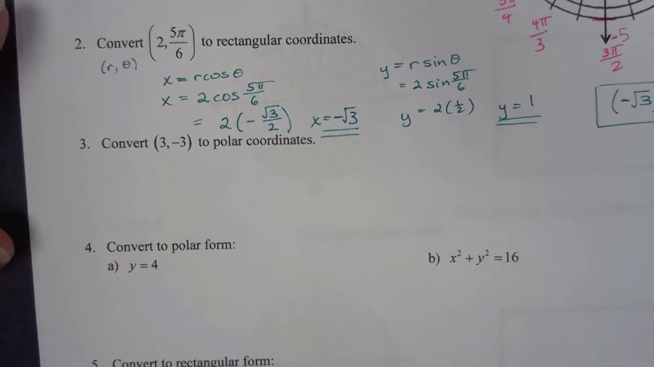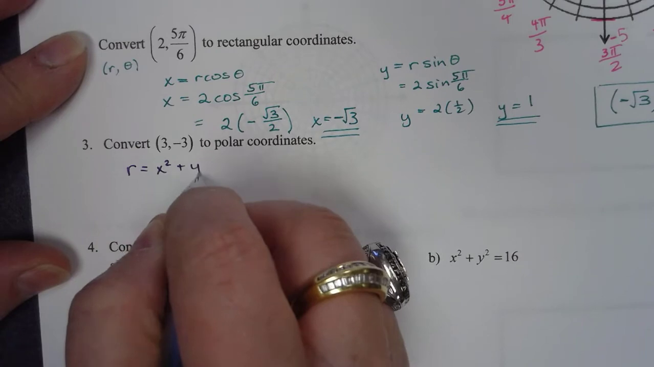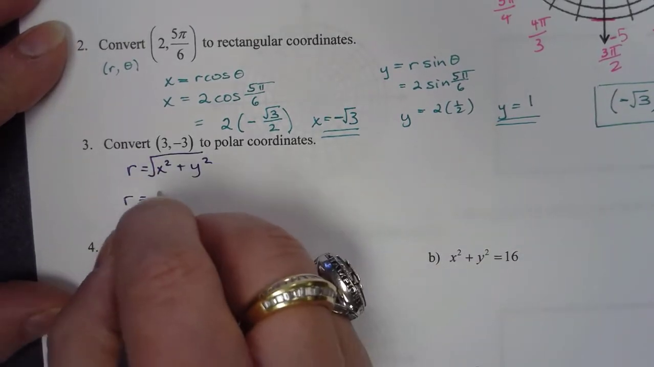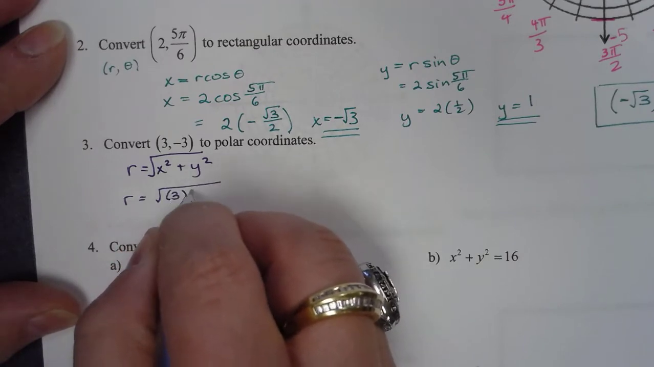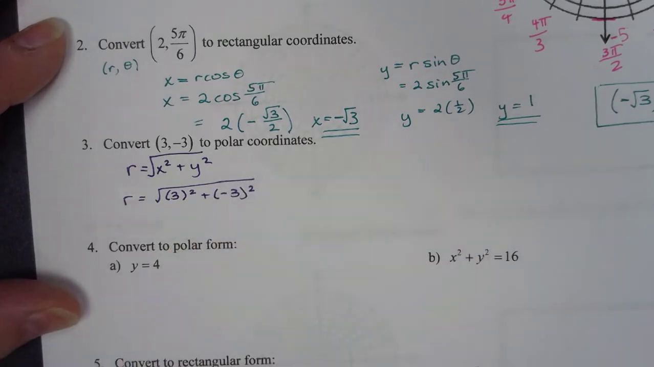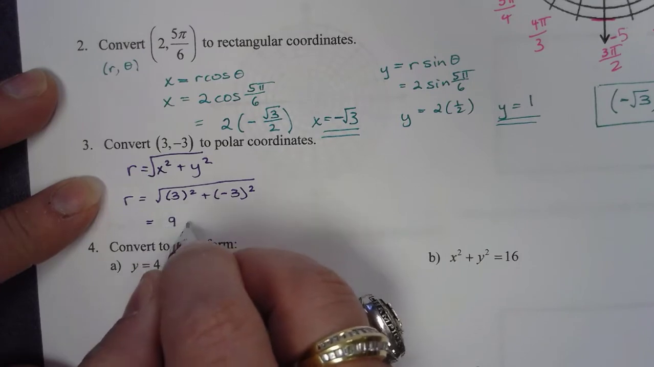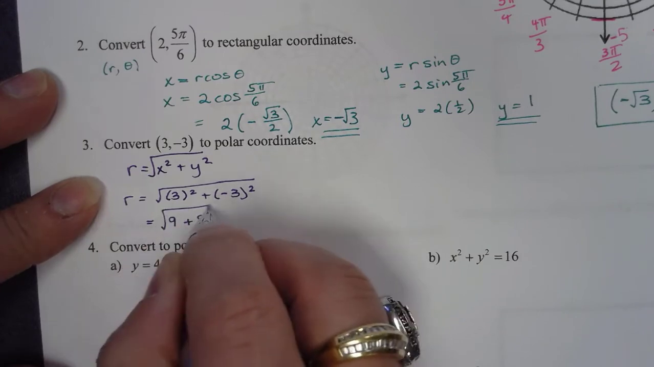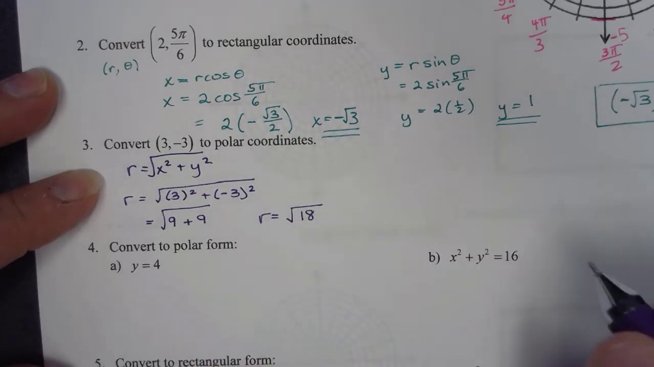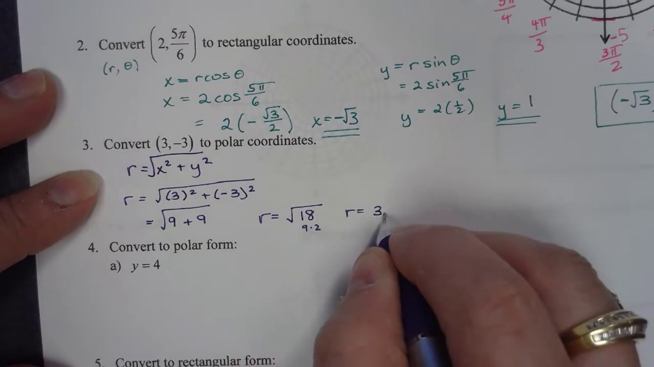Convert (3, -3) to polar coordinates. Well, our r is the square root of x squared plus y squared. So r is the square root of 3 squared plus -3 squared. Notice that radical sign has to go all the way out. So r is 9 plus 9 under the radical. So r is the square root of 18, which can be written as 9 times 2. So r is 3 square root of 2.